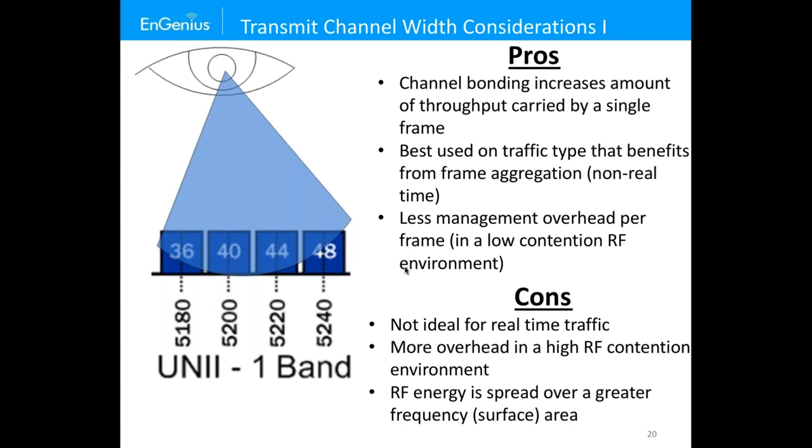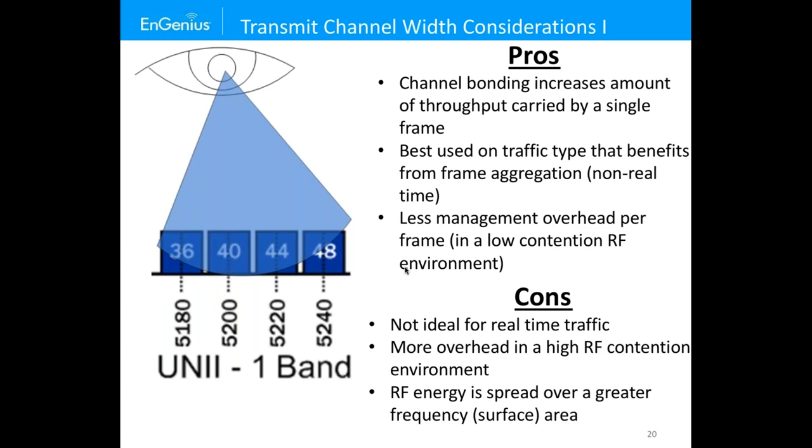So for transmit channel width considerations, the benefits are if you use a wider channel. In this example, we're using UNII-1 on the 80 megahertz channel, because each channel is a 20 megahertz separation on the center channel, so 80 would be a bonding of those four 20s. It would increase the throughput from a single frame, given that the environment is low contention. It's not really good for real-time traffic, because you're aggregating multiple frames, and real-time traffic needs the frames sent when it transmits. If you're aggregating them, you're introducing latency, and that is not beneficial for real-time traffic such as VoIP. There's less management overhead per frame in a low RF contention environment.